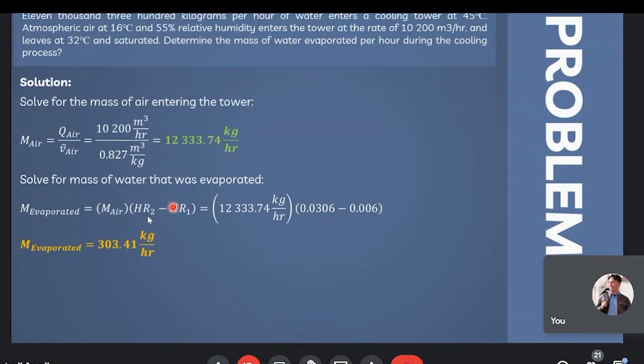So yung hinahanap natin is yung evaporated water. So, mass ng air multiplied by the humidity ratio at 2 minus humidity ratio at 1. So, that is 12,333.74 kg per hour multiplied by 0.0306 minus 0.006. So, yung evaporated water natin is equal to 303.41 kilograms per hour.